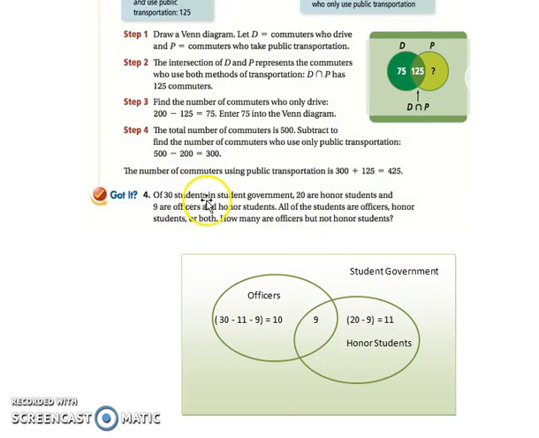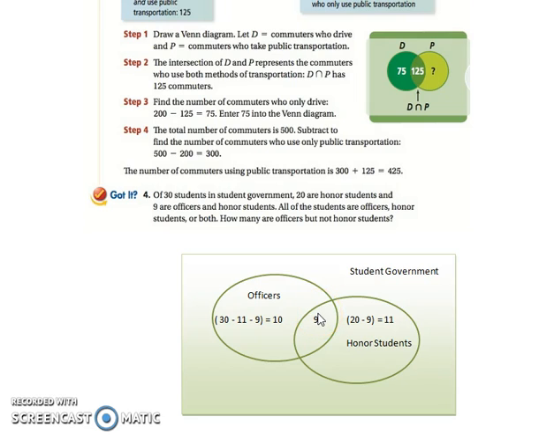Okay, so of 30 students in student government, 20 are honor students, 9 are officers and honor students. All of the students are officers, honor students, or both. So how many are officers but not honor students? Okay, so they told us that 9 were both, officers and, there's your word "and." So 9 are both, that goes in the middle.